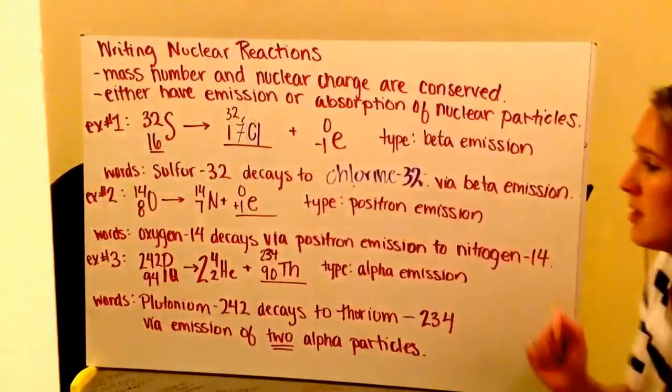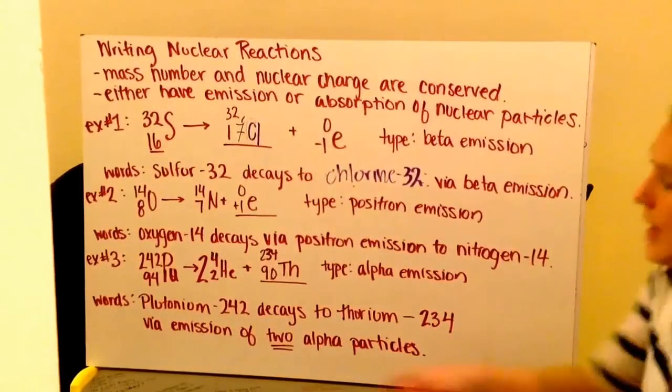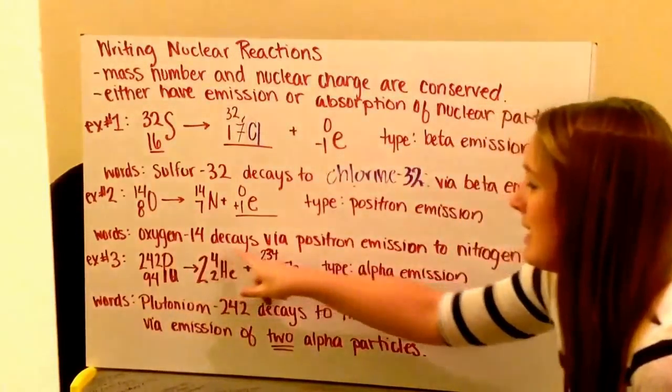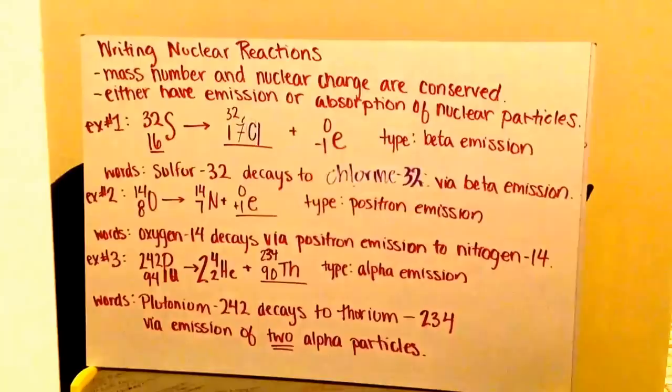which I abbreviate as an E. Because my positron is on the product side, this is a positron emission, and I can write that out as oxygen 14 decays via positron emission, giving off its positron, to nitrogen 14.